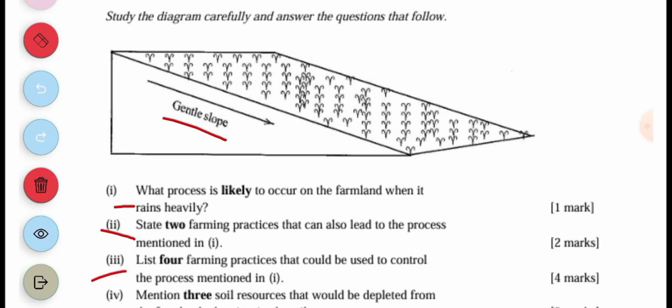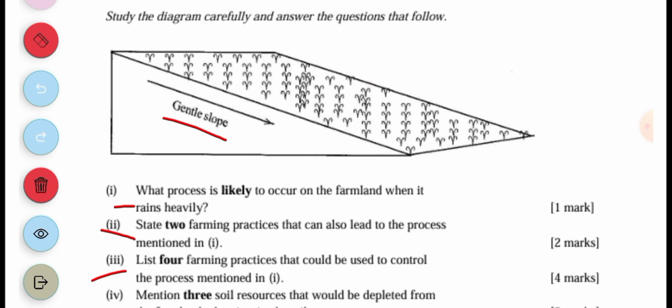Then the III says list 4 farming practices that could be used to control the process mentioned in I. So 1, contour plowing, which is plowing along contour lines instead of plowing on the slope. Then the second one is terracing. Terracing is about creating stepped levels of slope, so like the steps, so that when the topsoil is being washed away, it just settles on each step.